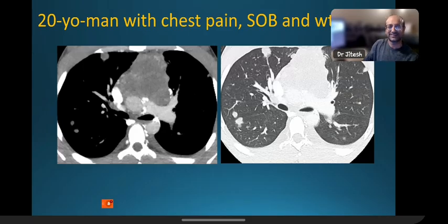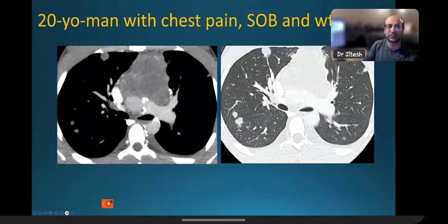Now another patient, a kind of similar pattern, but look at the patient's age. This patient is 20 years old, not like the last patient who was in the 70s. Now again, we have a lobulated mass in the prevascular mediastinum, which looks invasive. And then there are nodules in the lungs. We can see these well-discrete nodules in the lungs. And there are small pleural effusions, right?